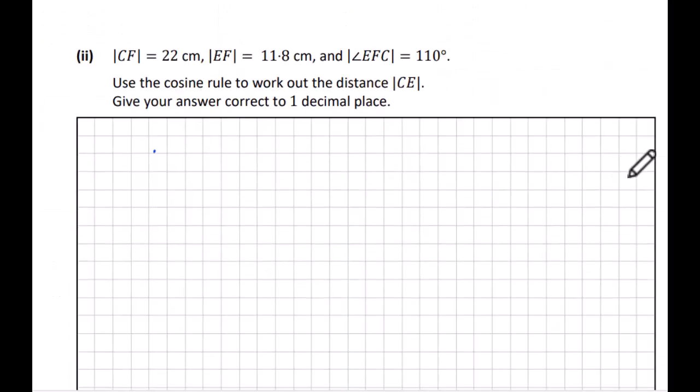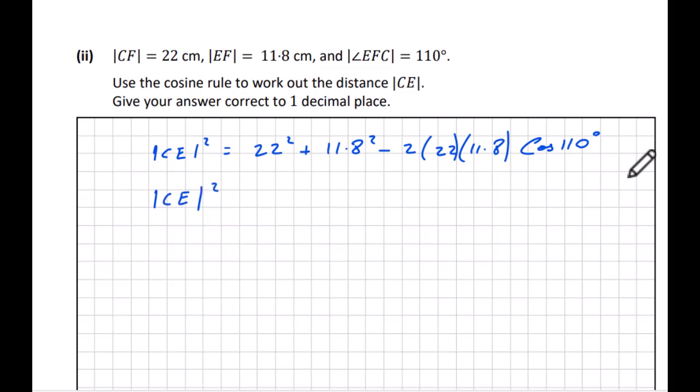So let's write all that out. So the side CE squared is equal to 22 squared plus 11.8 squared minus twice 22 times 11.8, and then it's cosine of 110 degrees. So you just got to work all this out on the right hand side. So CE squared is equal to 623.24.